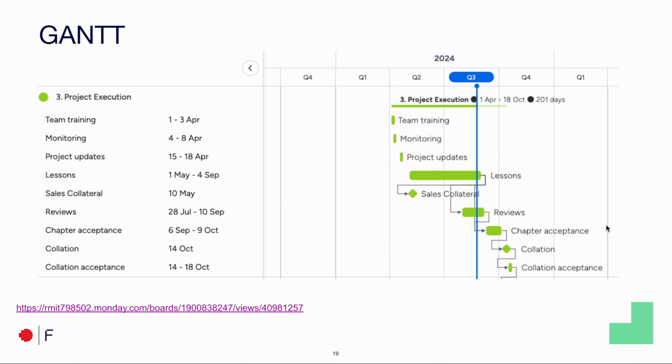We have multiple dependencies here. We cannot start sales collateral before we start lessons because they are lessons. Our reviews need to be finished before our chapter acceptance happens. So both lessons and reviews need to be finished before we enter chapter acceptance. Collation can only start after all the chapters have been accepted.